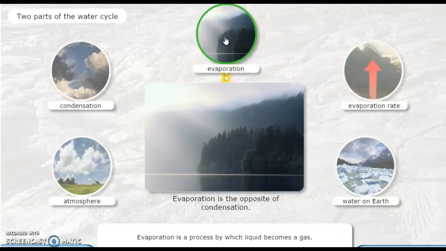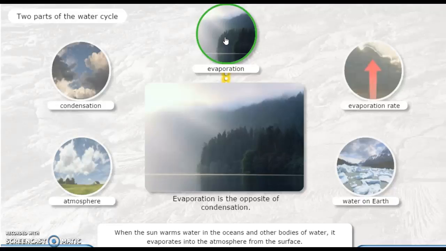Evaporation is a process by which liquid becomes a gas. For water, this gas is water vapor, which you can't see. When the sun warms water in the oceans and other bodies of water, it evaporates into the atmosphere from the surface.